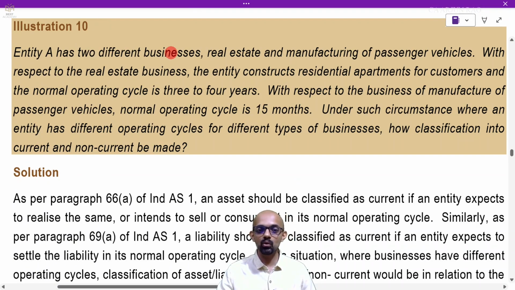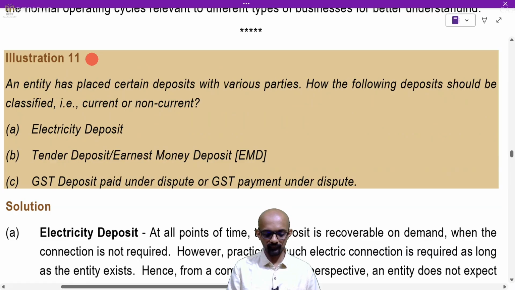The entity has two different businesses, real estate and manufacturing. For real estate, operating cycle is 3 to 4 years, manufacturing it is 15 months. So how will you classify? So you'll have to see which business the asset or liability relates to and accordingly apply that particular operating cycle, either 3 to 4 years or 15 months, and analyze current or non-current.